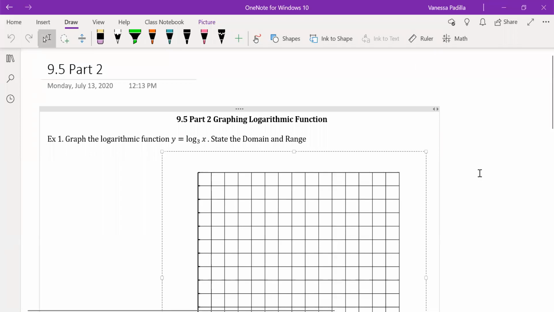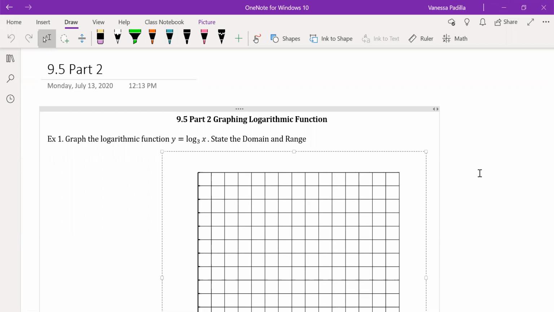All right, so here we have 9.5 part 2, graphing logarithmics, and we're only going to be taking a look at graphing the very basics. So these are going to be more or less like the parent graphs. So example number 1 says graph the logarithmic function y equals log base 3 of x, state the domain.